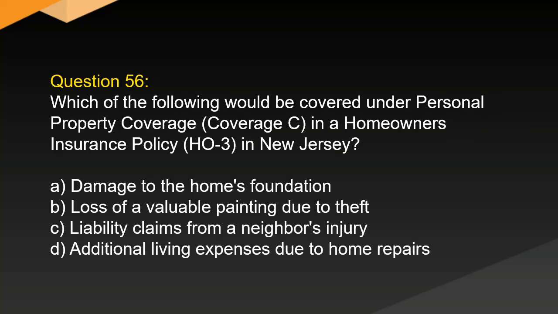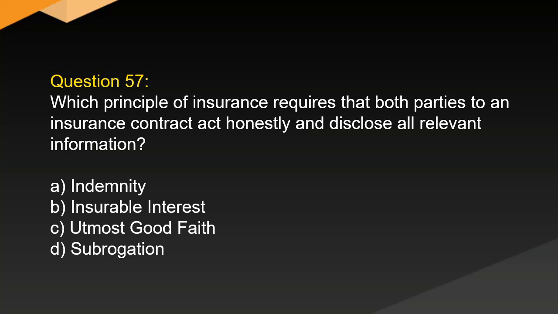Question 56. Which of the following would be covered under personal property coverage, Coverage C, in a homeowner's insurance policy HA3 in New Jersey? A, damage to the home's foundation. B, loss of a valuable painting due to theft. C, liability claims from a neighbor's injury. D, additional living expenses due to home repairs.